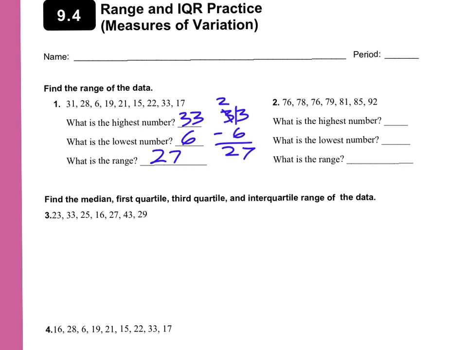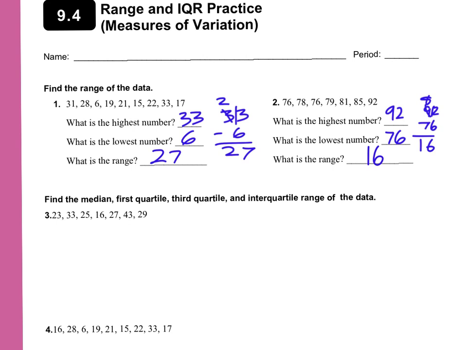Okay, doing it over here, we have some bigger numbers here, and it looks like we have a couple of 76s that are the lowest number. So there's a 76. It doesn't matter if there's duplicates of it. It's 76. And it looks like our biggest number is 92. So we're going to go 92 minus 76 is 16 is our range. So finding the range, pretty simple stuff.